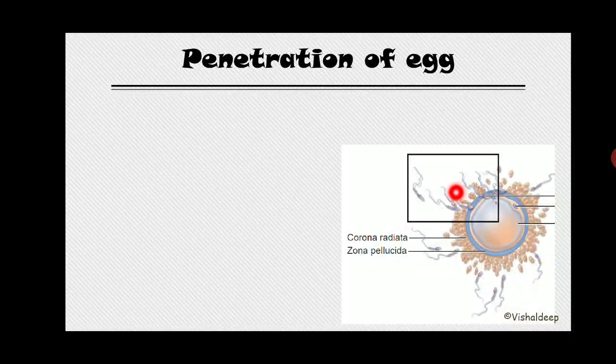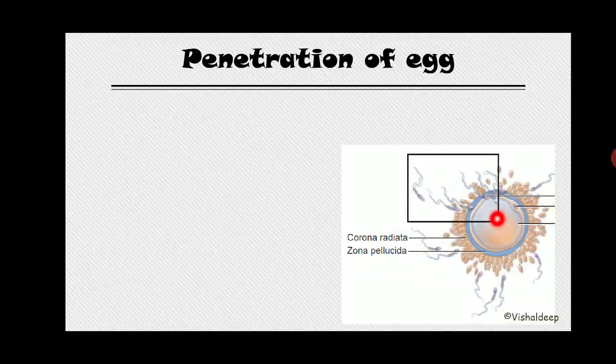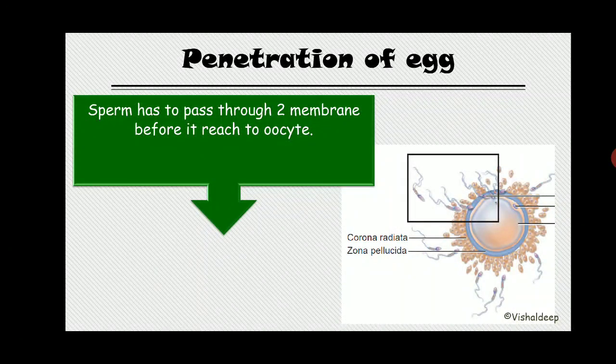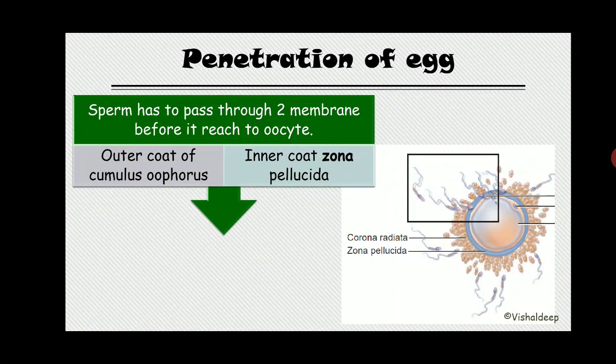So in order to enter inside this oocyte, the sperm has to penetrate two things. One is the cumulus granulosa cells, known as the cumulus oophorus. The second is to pierce the zona pellucida, right? So the sperm has to pass through two layers before it reaches the oocyte. One is the outer coat of the cumulus oophorus or the corona radiata. The second is the inner coat of the zona pellucida.